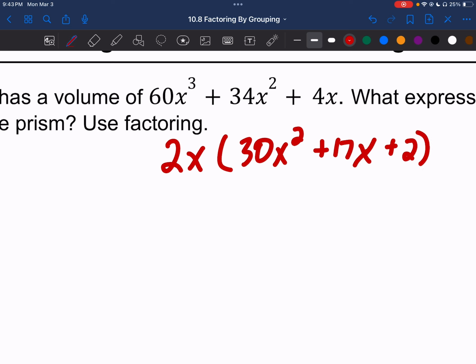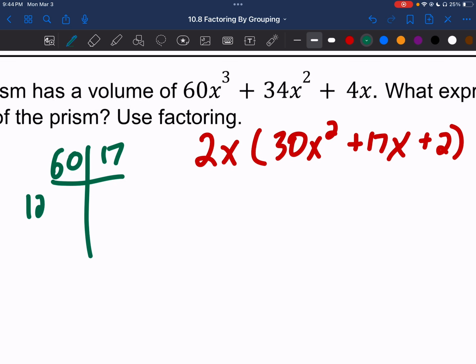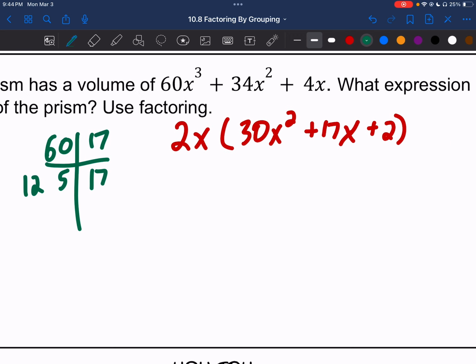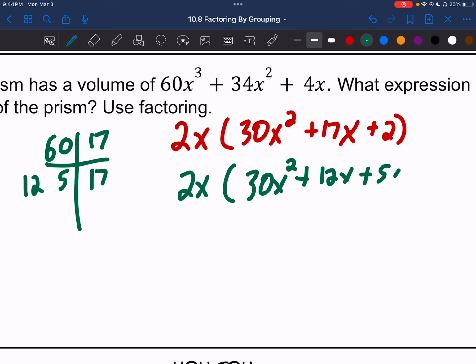All right, so now I need to factor, and I'm going to go by grouping on this one because that's the concept of this whole thing. So I need to find what are my factors of 60 that add up to 17. Remember, 30 times 2 is 60. So factors of 60 that add up to 17. And so we've got a 12 and a 5. Those two factors came up a lot in the previous two units. So we're going to use them here. So we have 2x, and then we've got 30x squared plus 12x plus 5x plus 2.